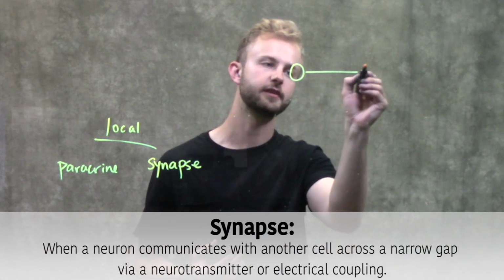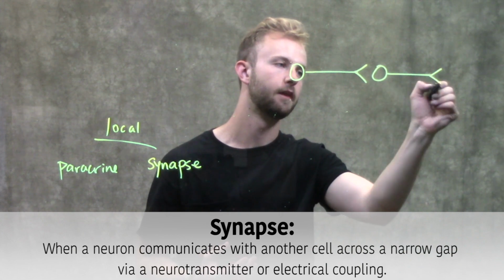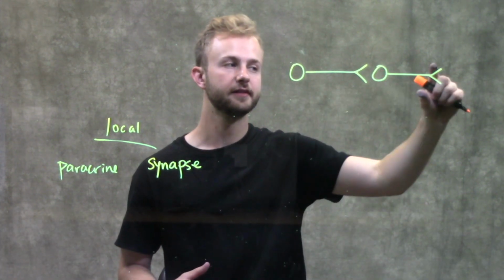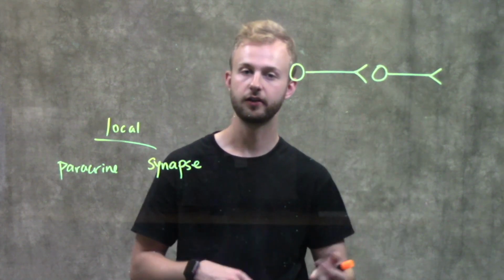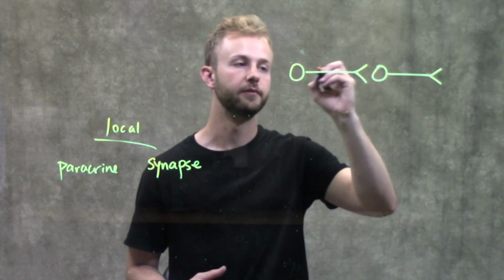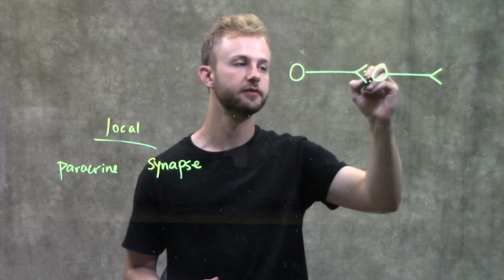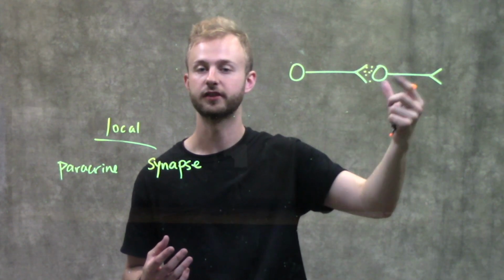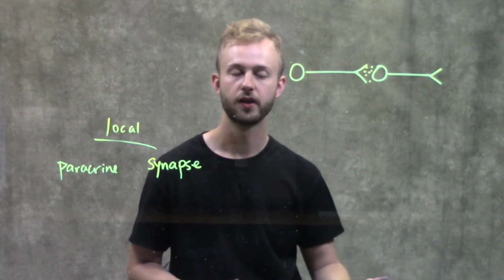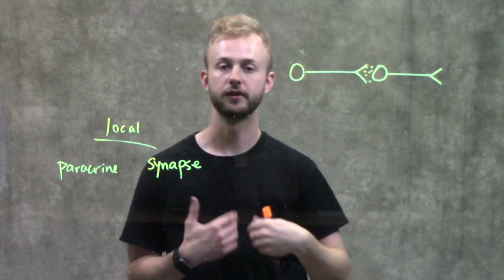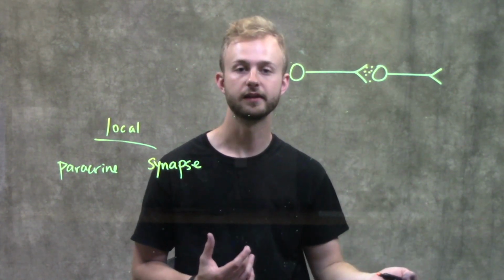So let's say we have this synapse right here. With synapses, the first cell is always going to be a neuron, and then the second cell could be a neuron, it could be a muscle cell, it could be a cell on some endocrine gland. So this first neuron right here will release a neurotransmitter across this synapse that will then bind to a receptor on the receiving cell. And so only the cell that is involved in the synapse with the releasing neuron is going to be able to receive that signal.